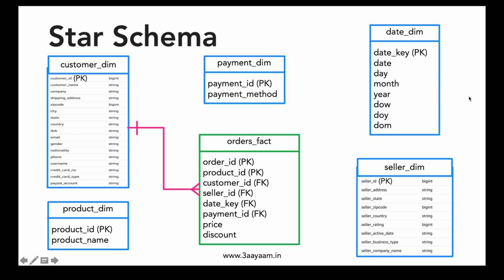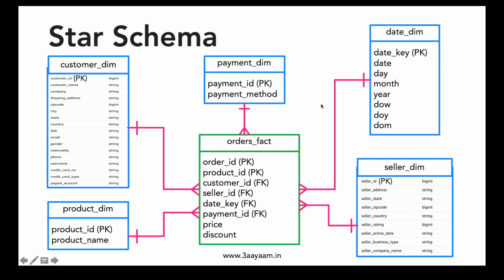Let's look at orders fact and seller. For each seller, there would be multiple products and multiple orders. But for each order, there would be only one seller as per our data. Each product would have multiple items, which is the combination of order ID and product ID. But for each product, there would be only one product ID in the order. Similarly, the relationship would be the same for the payment dimension and date dimension also.